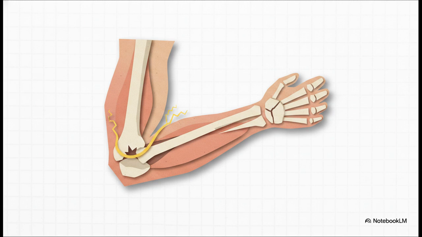Plus, over the years, this valgus angulation chronically stretches the ulnar nerve right behind the medial epicondyle, carrying a huge risk for a delayed neurological condition we call tardy ulnar nerve palsy.